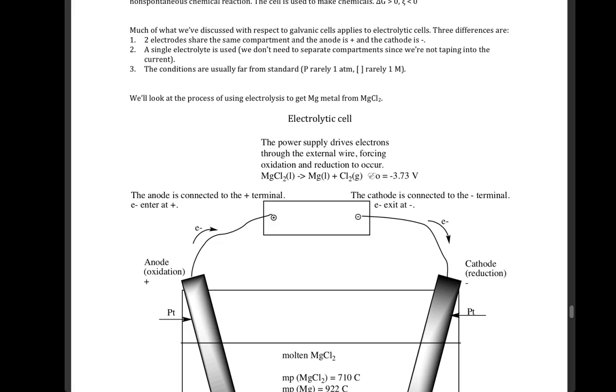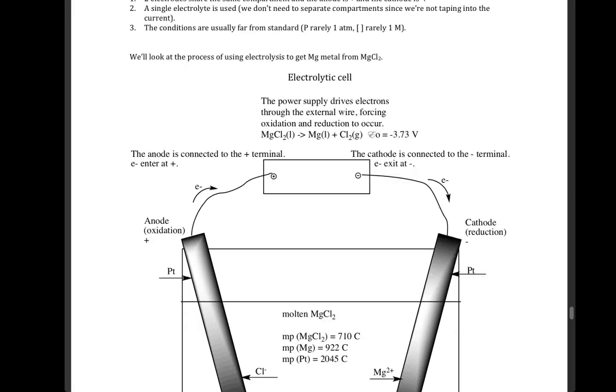So much of what we have discussed with respect to galvanic cells applies to electrolytic cells. Three differences are: the two electrodes usually share the same compartment, and the anode is the positive terminal, the cathode the negative terminal. The anode is still where oxidation occurs, the cathode is still where reduction occurs. A single electrolyte is usually used, that is, we don't separate the compartments, and the conditions are usually very far from standard. Not 1 atmosphere, not 1 molar concentrations.